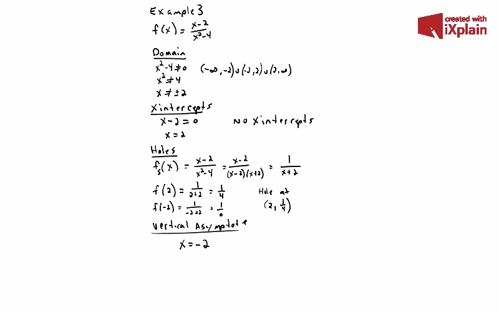Alrighty, so this is the end of these examples on domain, x-intercept, holes, and vertical asymptotes. There are other combinations, so I'll leave that to your homework. The next few videos are going to discuss horizontal asymptotes and how they relate to end behavior. And then some videos after that are going to put everything together, including graphing. So keep watching and keep practicing.